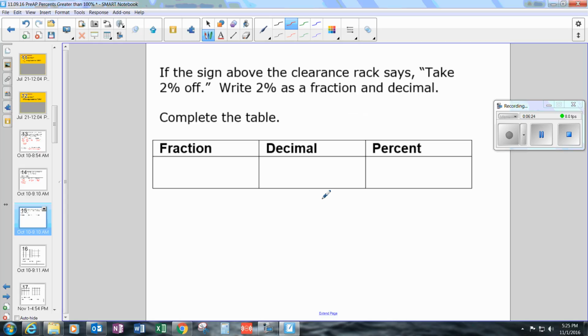And for this one, how would you write 2%? 2%. The fraction equivalency is 2 hundredths. And the decimal would be 2 hundredths.